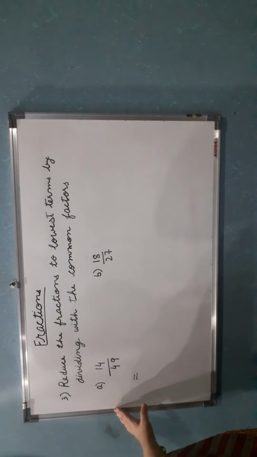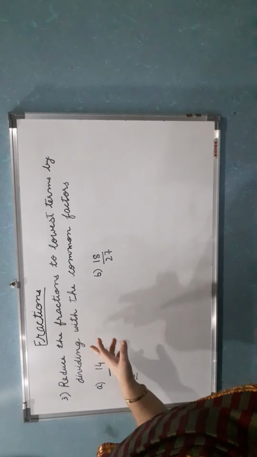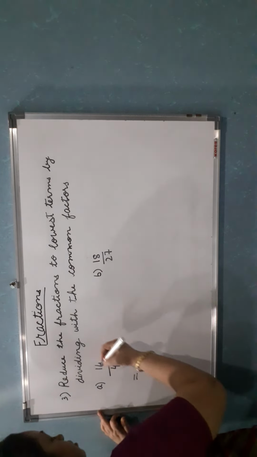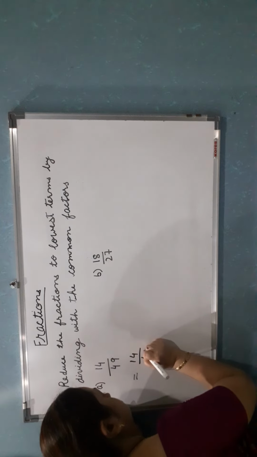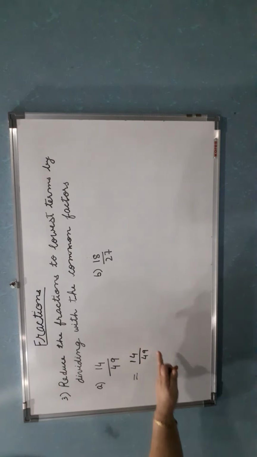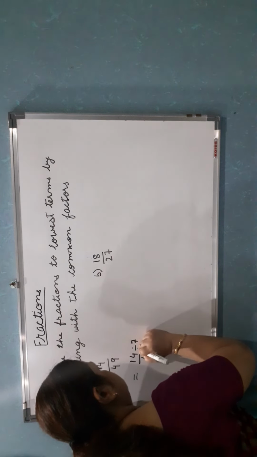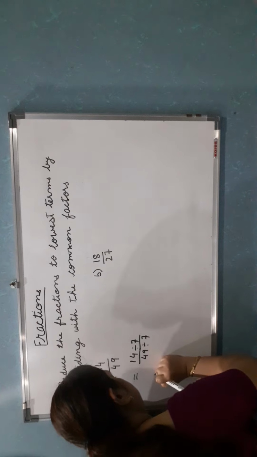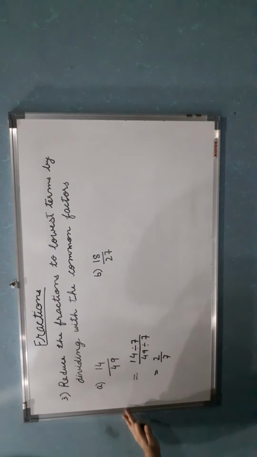Now look here. Reduce the following fractions to the lowest term by dividing with the common factors. So what you will do here, common factor is here 7. You just divide it by 7. So 7 2s are 14 and 7 7s are 49.